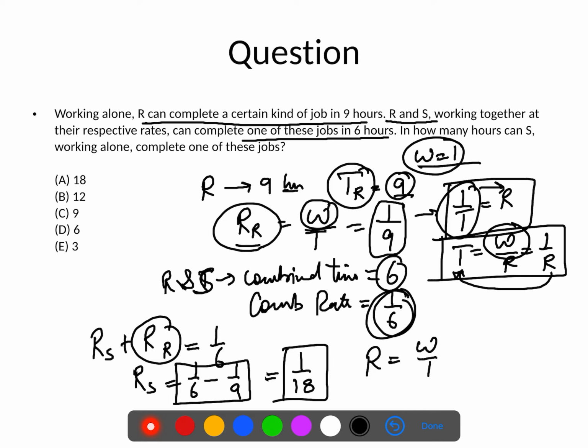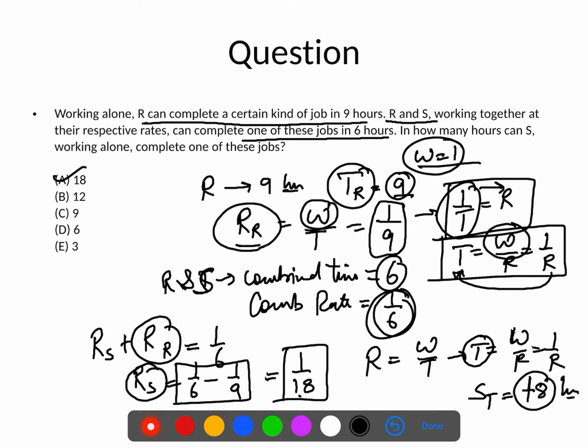Rate is equal to work upon time, or time is equal to work upon rate, that is 1 over R. So for S, the rate is 1 over 18. So time taken for S would be the inverse of that, 18 hours. When we are taking work as 1, inverse of rate would be time, inverse of time would be rate. So timing is given as 9, so rate would be 1 over 9. Combined time is 6 hours, so combined rate is 1 over 6. So with this combined rate 1 over 6, the rate of S would be this.